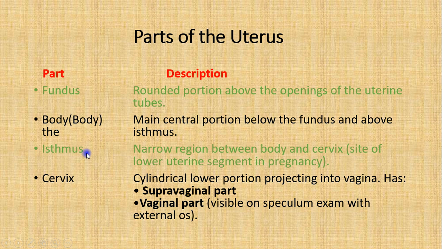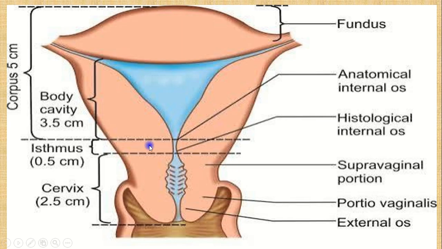The isthmus, the narrow region between the body and the cervix, that's the site of the lower uterine segment in pregnancy. So this part here between the body of the uterus and the cervix here is known as the isthmus.